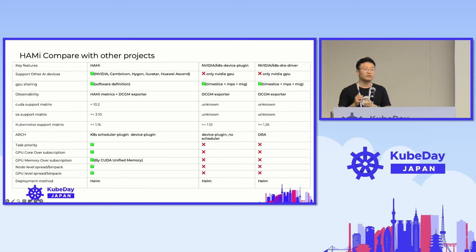Comparing HAMi with the NVIDIA device plugin and the DRA project, we will find these projects have different focuses. Apart from supporting NVIDIA, HAMi also supports other heterogeneous devices such as Cambricon and the Huawei Ascend. At the same time, HAMi has many features at the scheduler level, such as task priority, GPU oversubscription, and separate scheduler policies. The device plugin and DRA focus on the NVIDIA ecosystem and not on other heterogeneous AI devices.